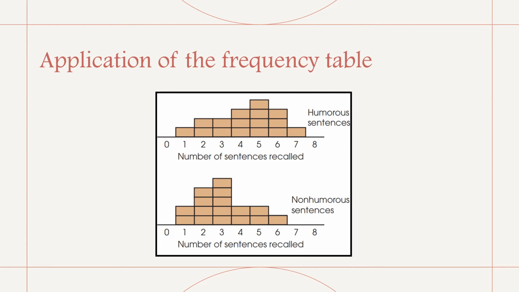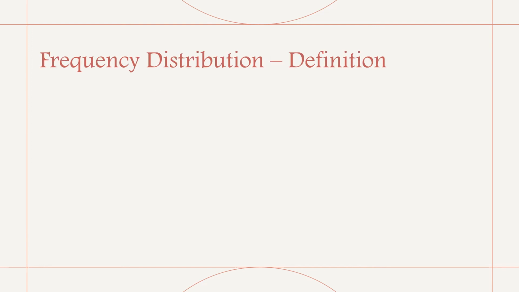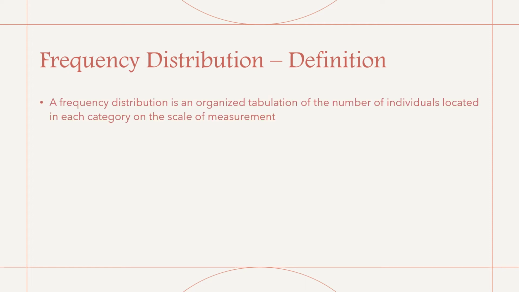All right, let's move on to the next slide. Here, we're going to look at the definition for frequency distribution. So I'm just going to read it from the slide. You can read it as well. A frequency distribution is an organized tabulation of the number of individuals located in each category on the scale of measurement, right? So we're looking at the frequency in which each category is present.